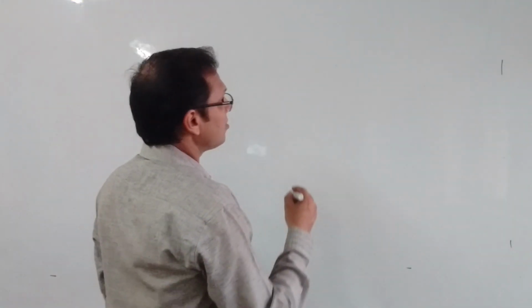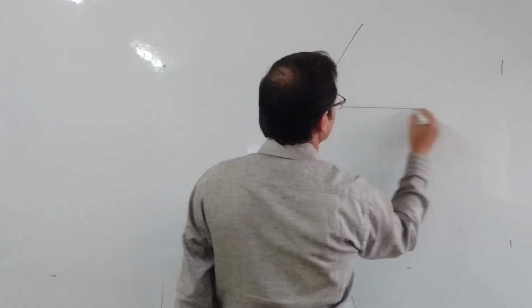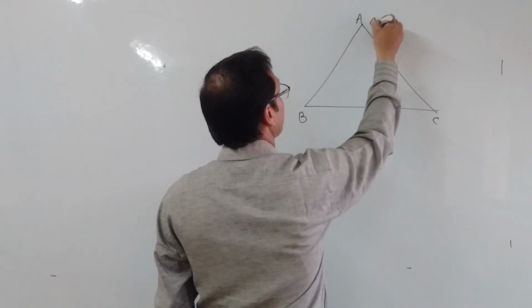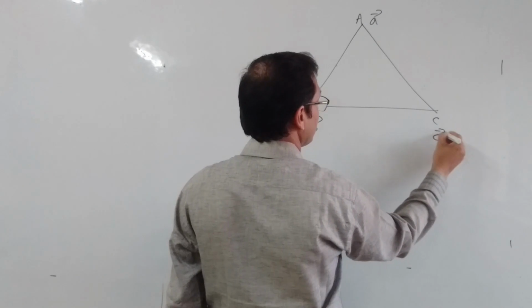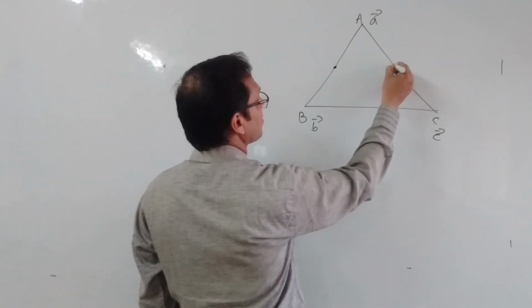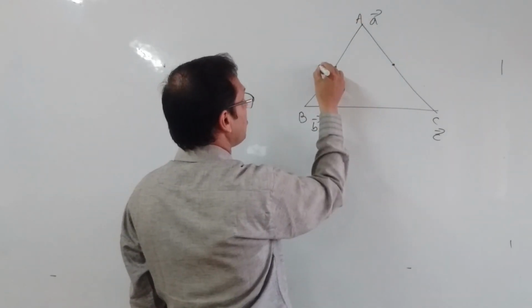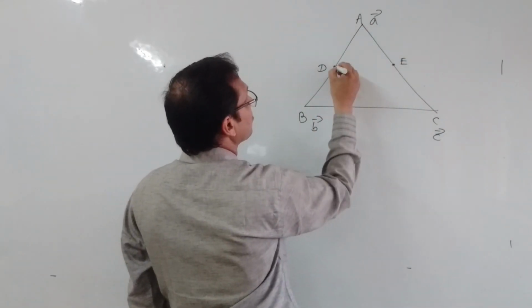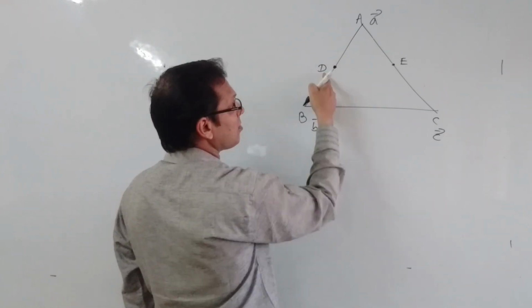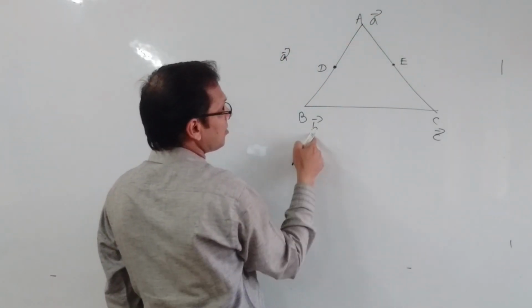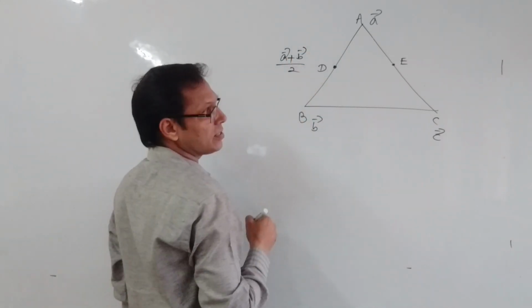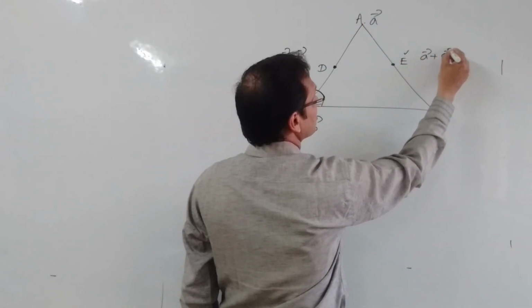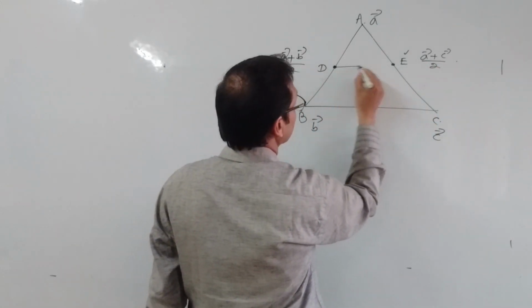Okay, so first you will draw a triangle ABC whose vertices are represented by the vectors A, B and C. Let the midpoint of two sides be, suppose, the midpoint of AB is D and the midpoint of AC is E. Then the position vector of D, the midpoint of AB, is A vector plus B vector by 2, isn't it? Again, the position vector of the midpoint E is A vector plus C vector by 2. Okay, join these.